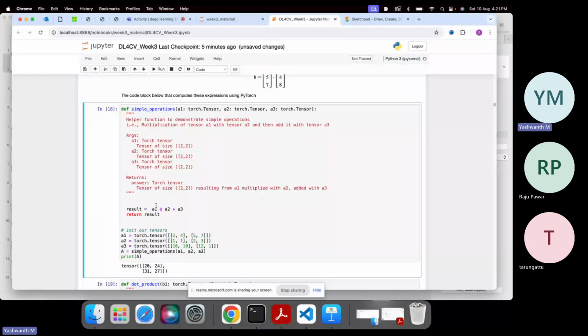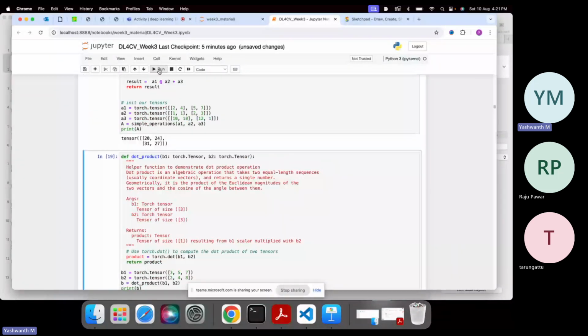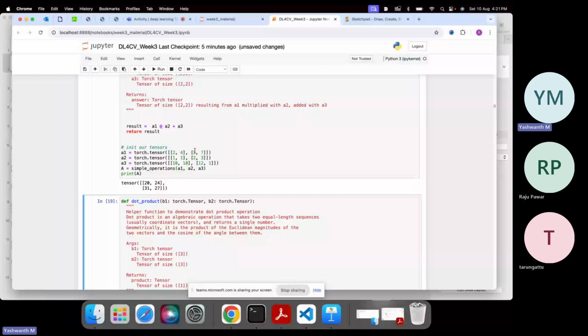Now, if you want to actually multiply these two matrices, right? You can do this. The at symbol is something that you can use. And plus is the element-wise addition. Addition is anyways element-wise addition. And so it is multiplying two matrices, A1, A2, and then adding. Another operation that you can use is matmul. Matmul of this A1, A2 will give you the same thing.